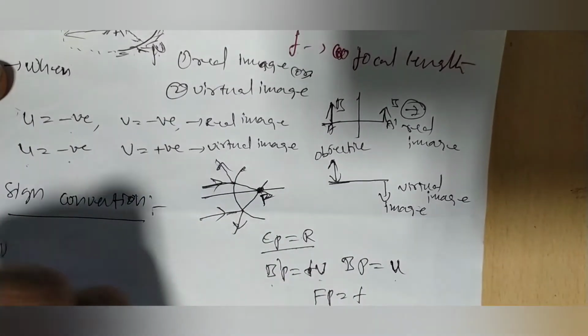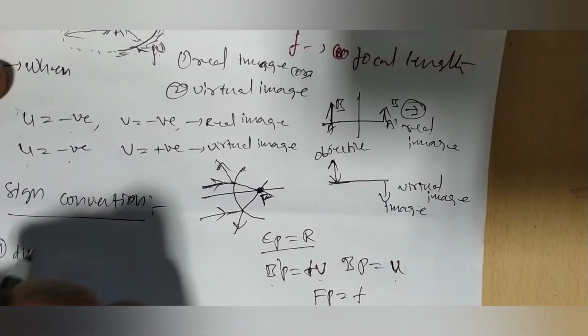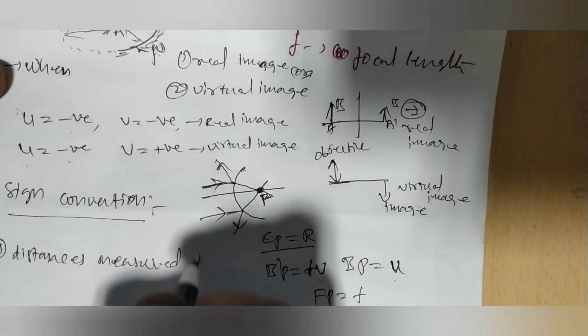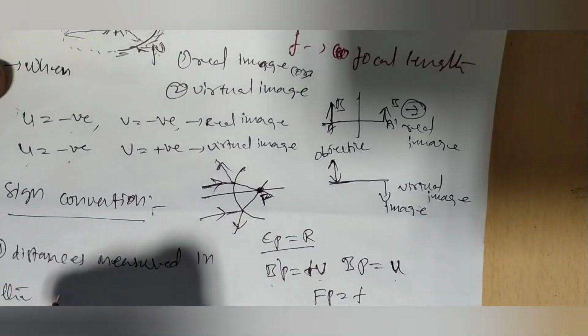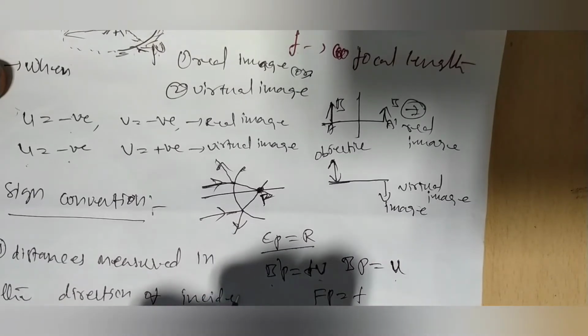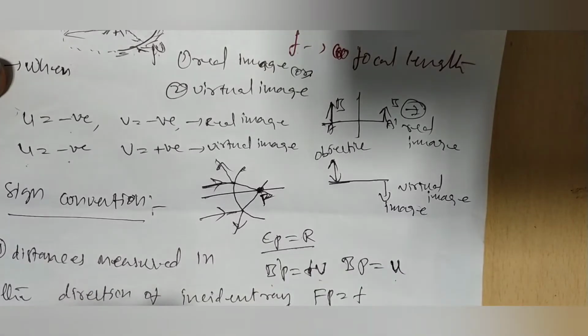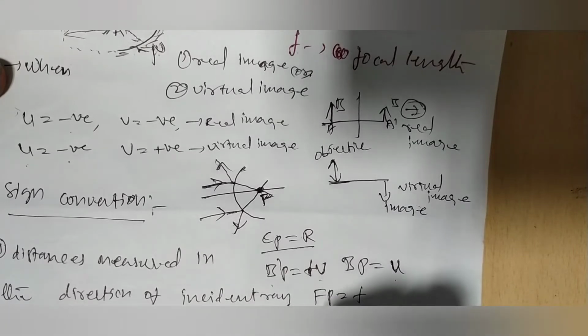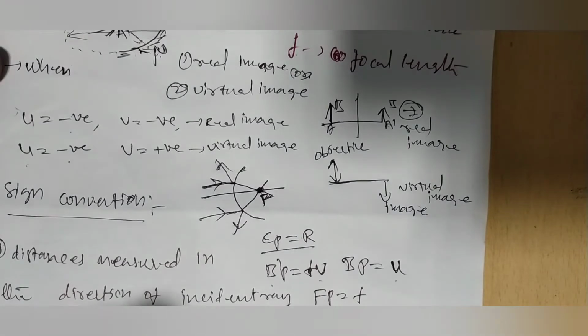Okay, suppose in the first case of the sign convention, distances measured in the direction of the incident ray are taken as positive, that is forward, and distances opposite to the incident ray are taken as negative.